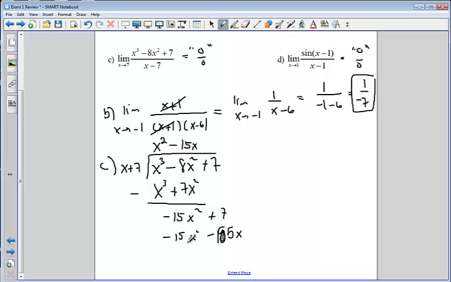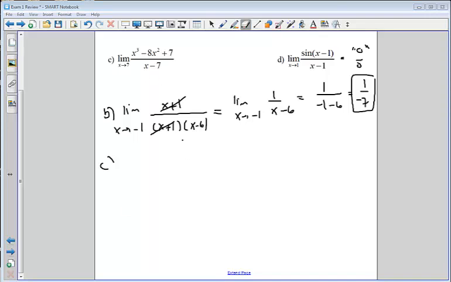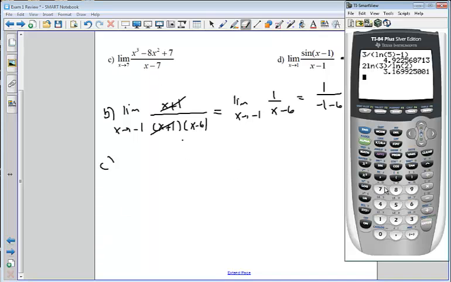Okay, so at this point, I'm thinking something's going wrong. So let's go back. I assumed that if I plugged in 7, I got 0 over 0, but it turns out I don't. So I knew something was going wrong there. So let's check this out. If you plug in 7, take out your calculator and plug 7 into the top: 7 raised to the 3 minus 8 times 7 raised to the 2, and then plus 7, I get negative 42.